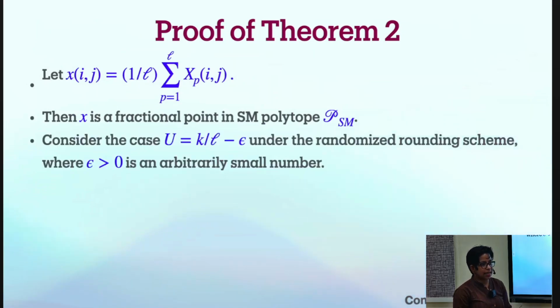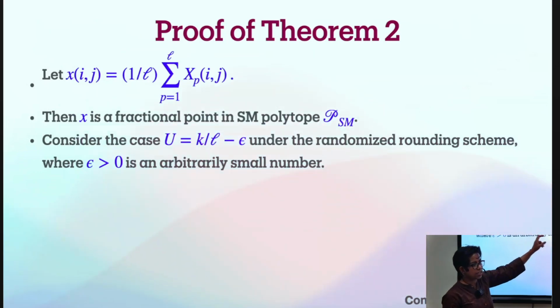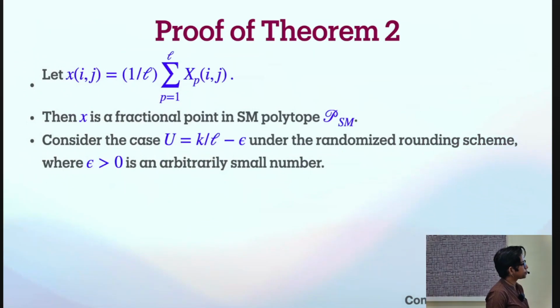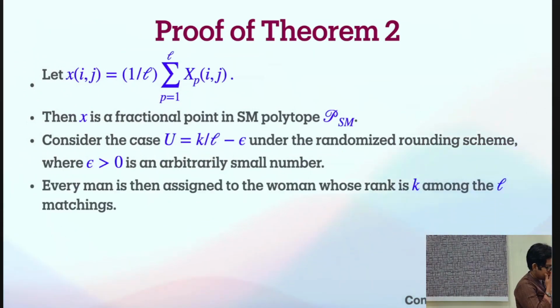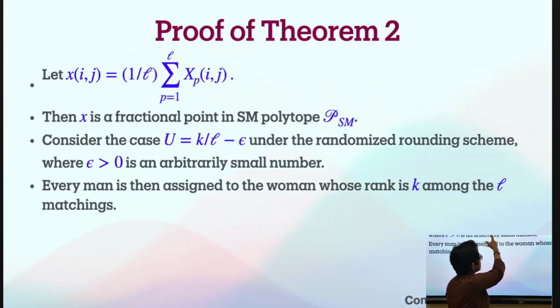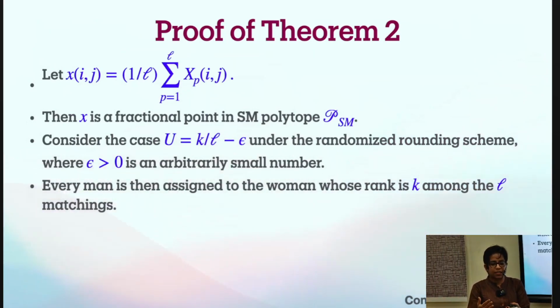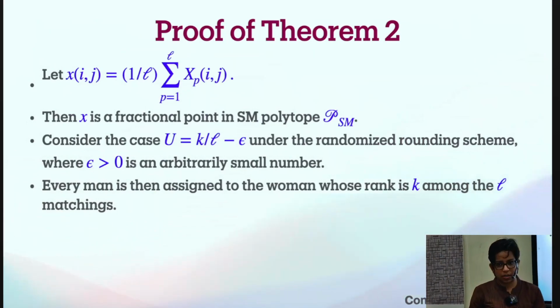Now consider the case when I am uniformly sampling, and it just so happens that it is very close to this quantity k by L. L is the number of matchings and k is the median that I want to hit upon, where epsilon is an arbitrarily small value. Then every man is assigned to what? He is basically assigned to the k by Lth partner, right? Yes or no? There are L people and the k by Lth partner is literally the person who is ranked k in his ordered list.